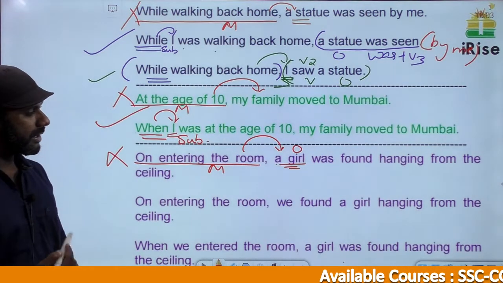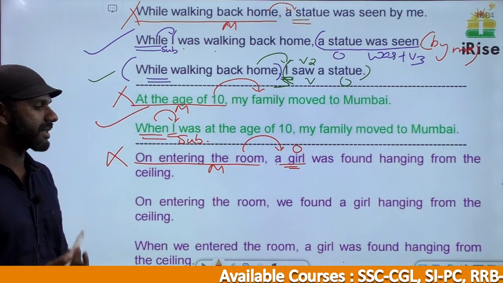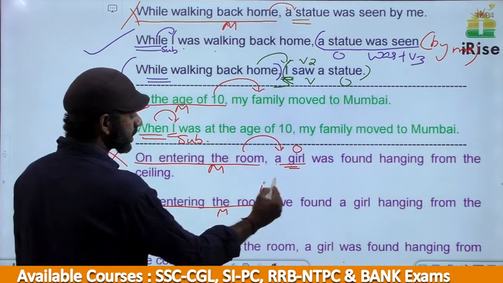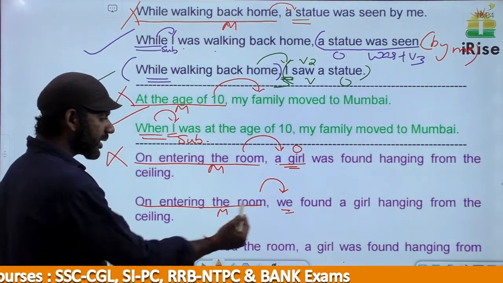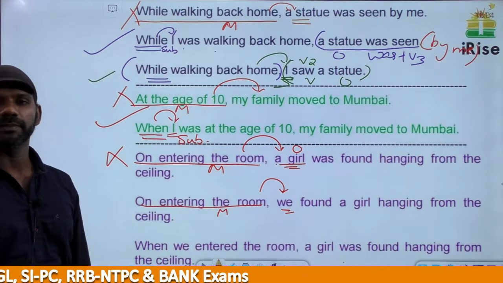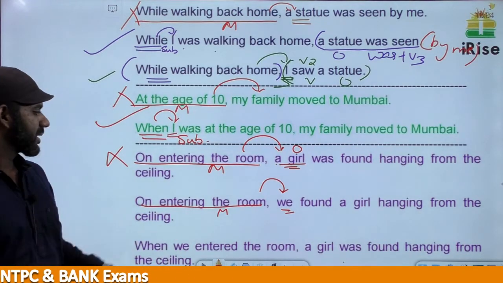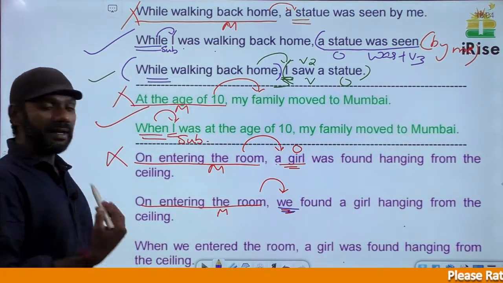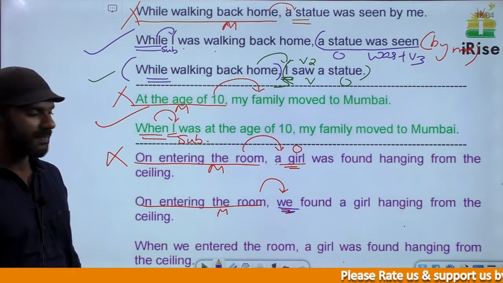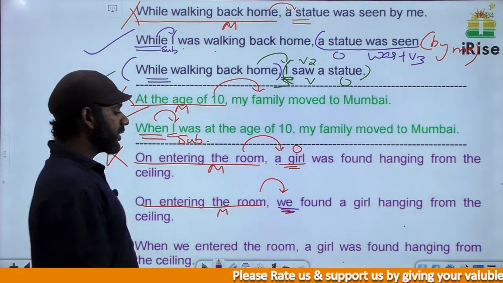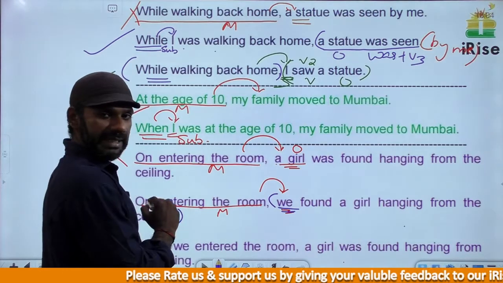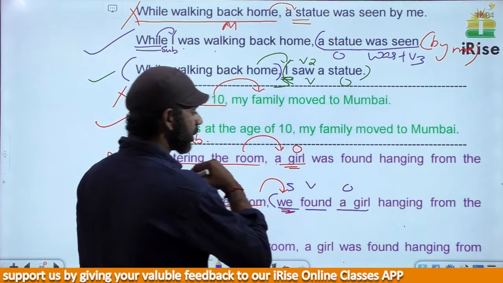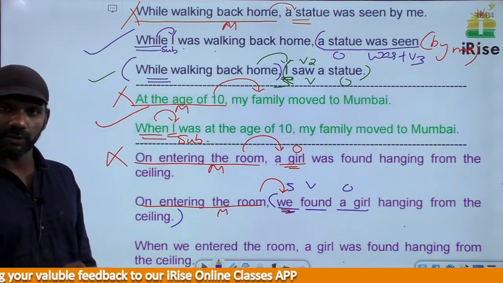Come to the second one. On entering the room, comma, we found a girl hanging from the ceiling. On entering the room is the modifier, and it comes very close to we. That means we were entering the room and found a girl hanging from the ceiling. Makes sense? Yes. Which is the main clause here? We found a girl hanging from the ceiling is the main clause. The subject here is we. Found is the verb. A girl is the object. Subject, verb, object, active voice. Fine.